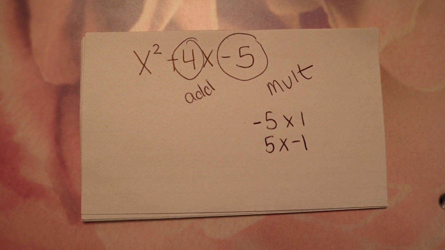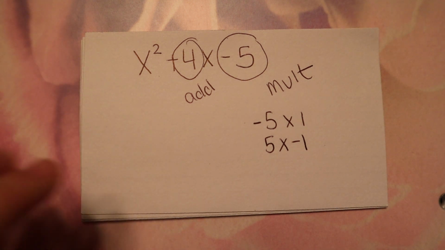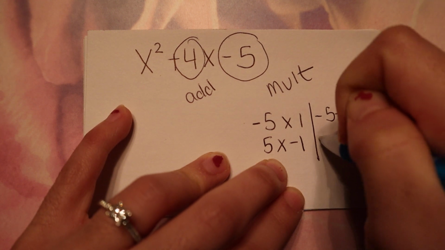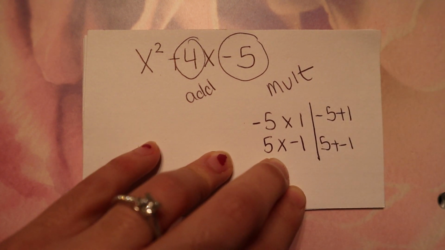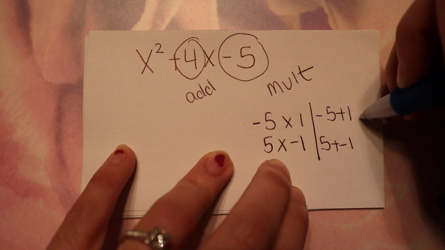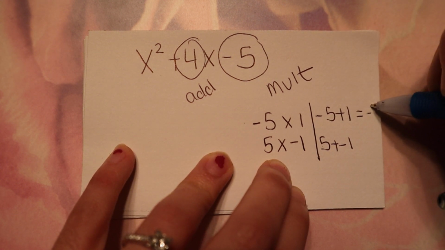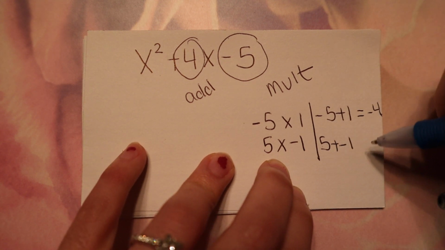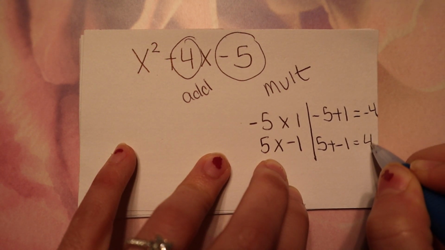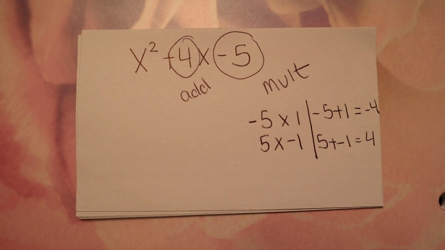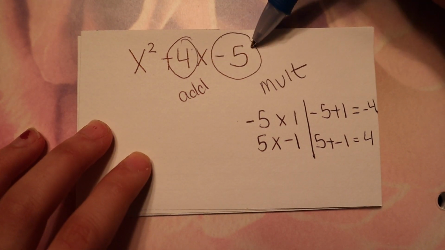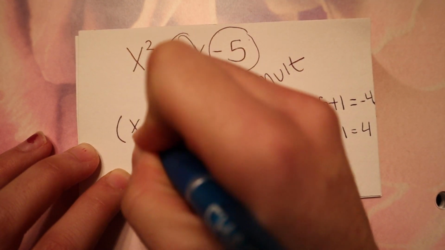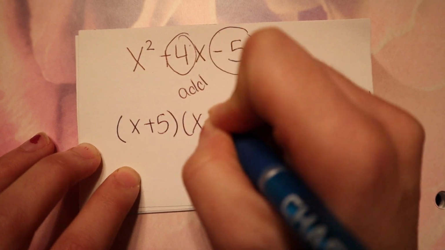But what we need to make sure is that it will actually add to 4. So I'm going to test negative 5 plus 1 and 5 plus negative 1. Negative 5 plus 1 is going to be negative 4, because when your larger number is negative, your overall answer is negative. 5 plus negative 1 will be 4 because the larger number is positive. Now since this adds to 4 and multiplies to negative 5, these would be our factors. So it's going to be x plus 5 and x minus 1.